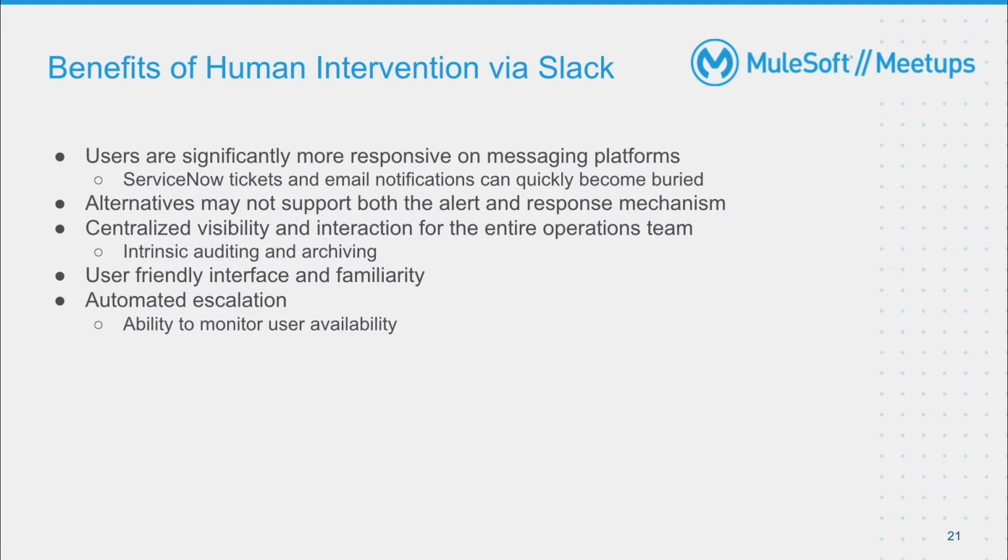And then one enhancement we can make to this is automated escalation that is dynamic and based on user availability. So let's say we have an approval request, but the users that we need to approve are all out of office or in a meeting at the time. Well, we can dynamically route that to another team or contact for approval.